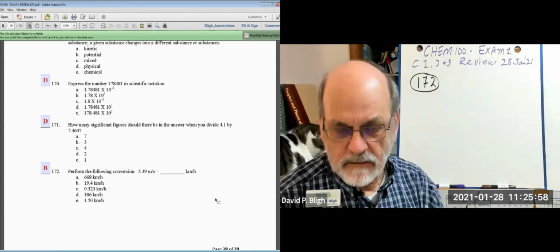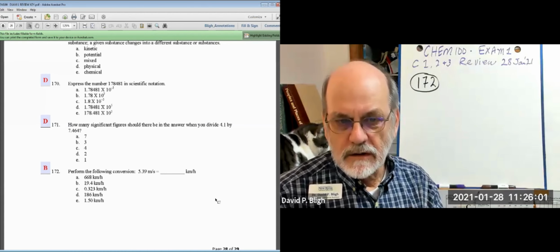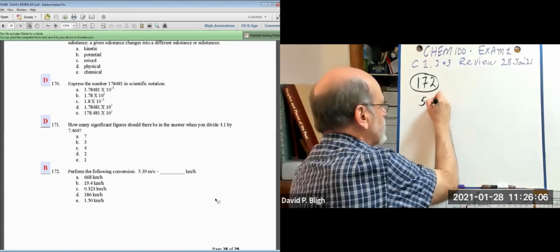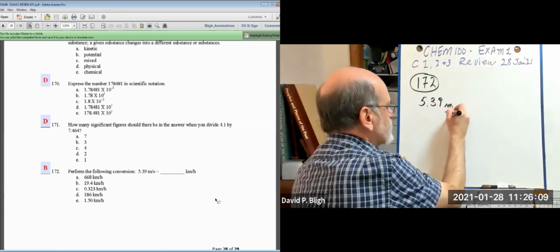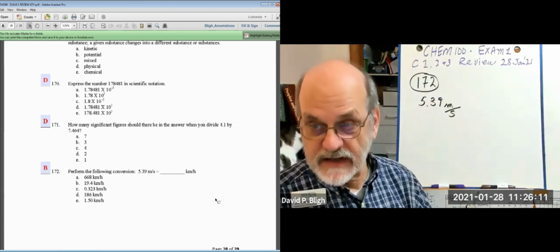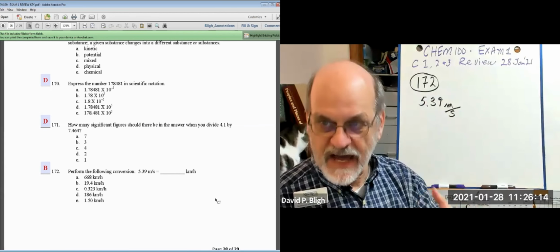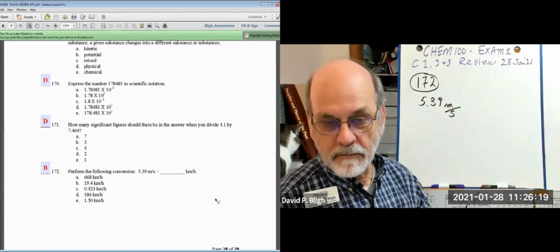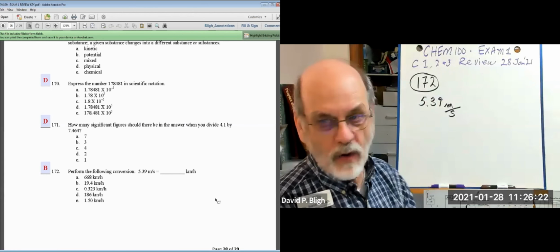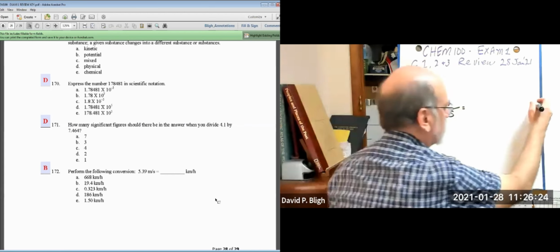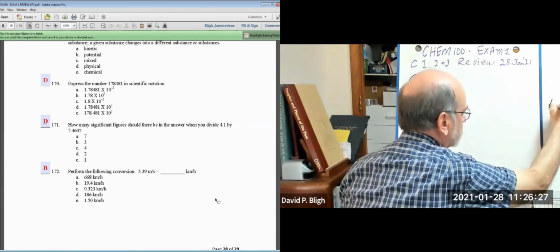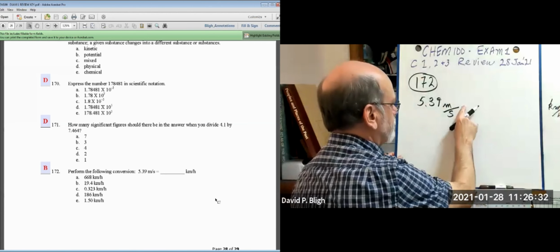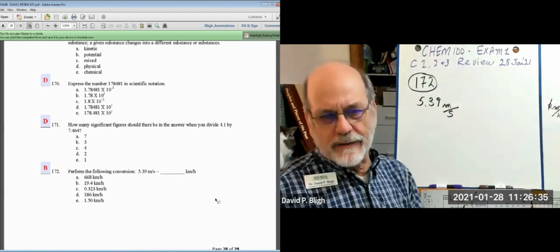It's a conversion, and we want to convert 5.39 meters per second. So it's a velocity: displacement, meters, over time, seconds, meters per second. We want to convert it to kilometers per hour. So how do you do that?